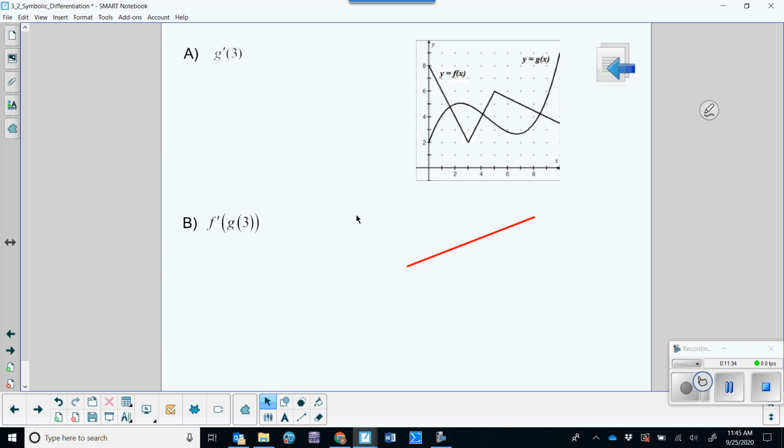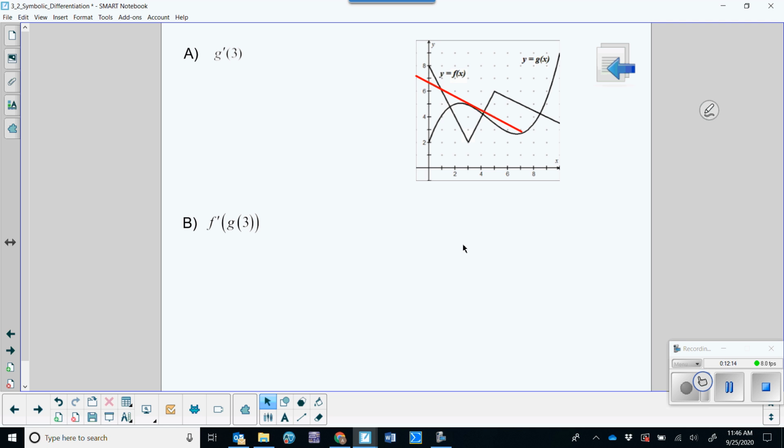So first thing is g prime of 3. So I need to go on the graph of g, and I need to go where we have 3. G, remember, is the curvy one, so I'm going here to 3. So obviously my line needs to turn, and then I'm going to set it here at 3, as close as I can get to a nice tangent line. That actually looks pretty good. Okay, so I've got my tangent line drawn there. Pretty good right there at x equals 3.